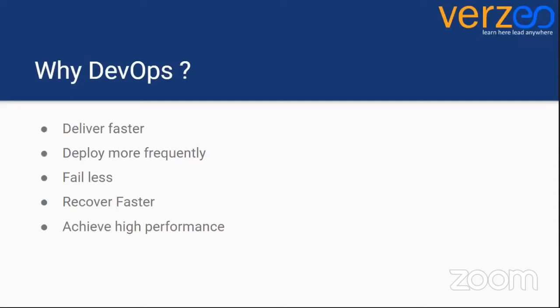So why DevOps? We saw what DevOps is. I told you that DevOps is a process. But why do we need to go to DevOps? There are so many models in industry, like your waterfall model, your agile. So why do people go crazy when someone says DevOps? There are some 4 important metrics to that. The first thing is deliver faster.